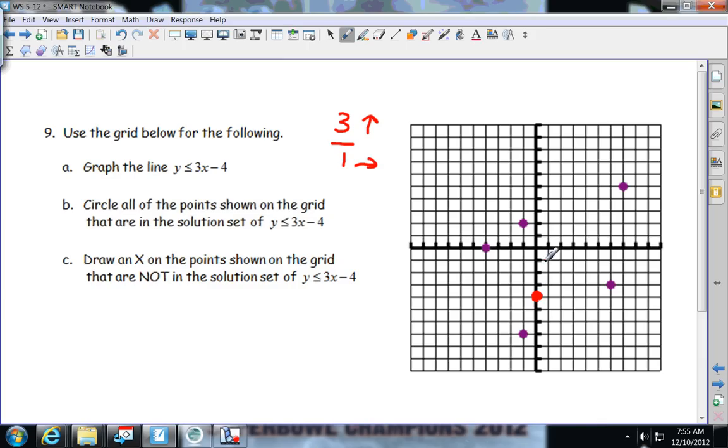Up 1, 2, 3 to the right 1, put a dot. Up 3 to the right 1 and put a dot. Or you can go backwards and go down 3 to the left 1. It says equal to, so I will draw a solid line to connect the dots.